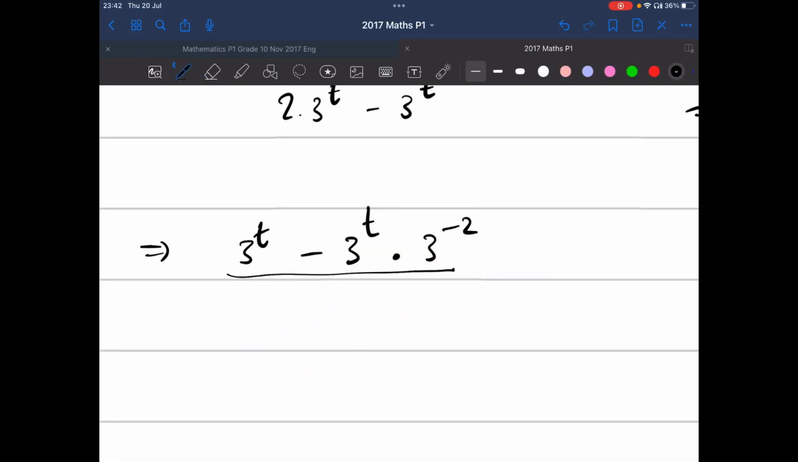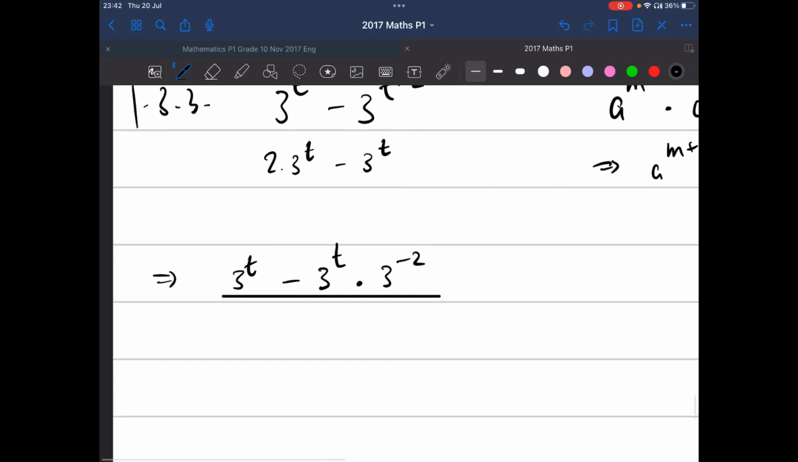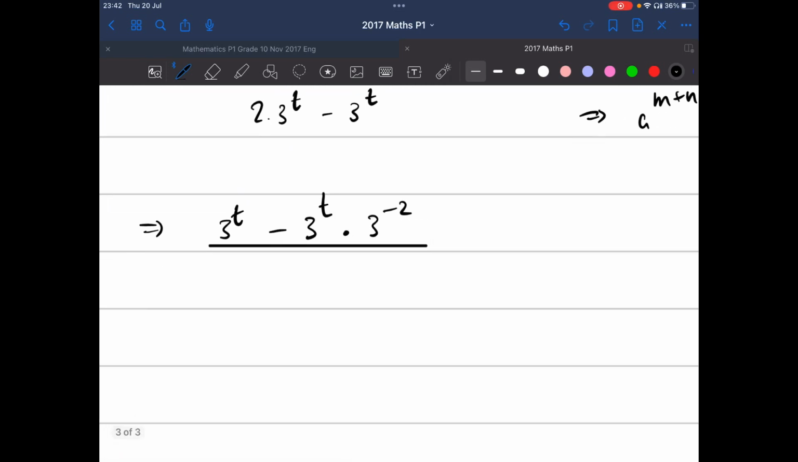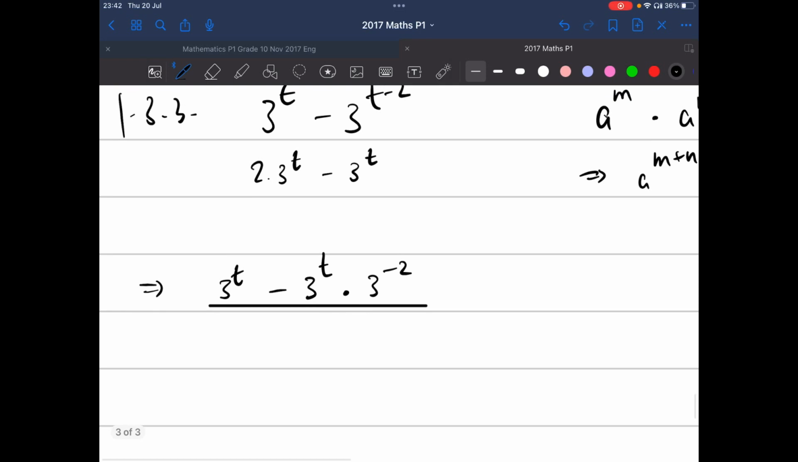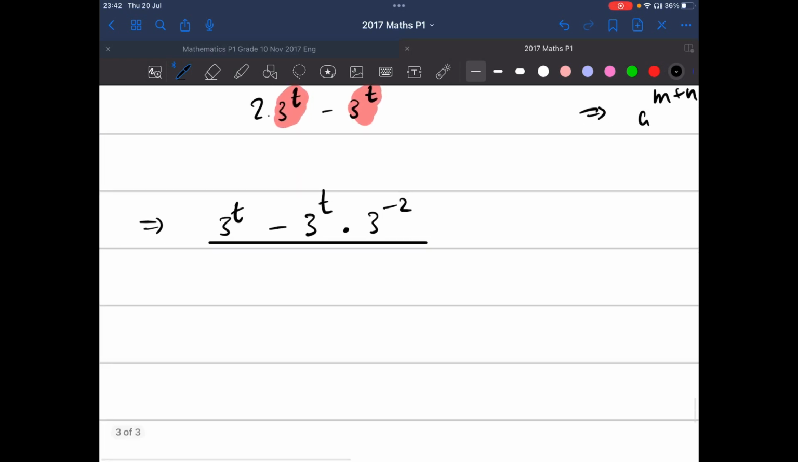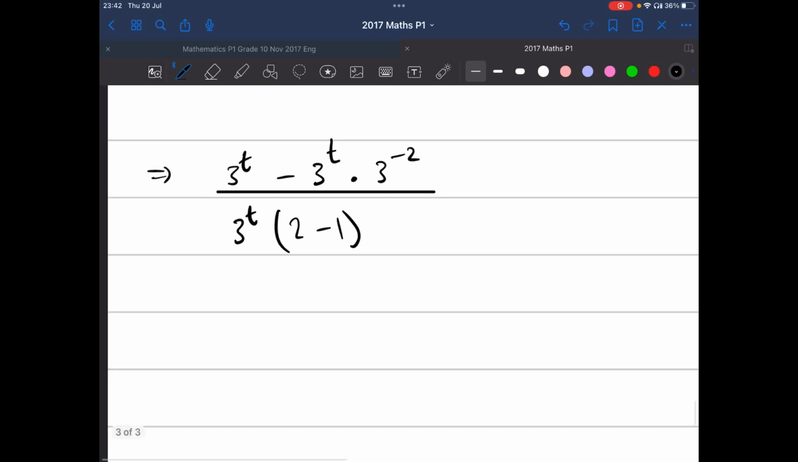Let's simplify the bottom one now. Well, there isn't much to do at the bottom, although what we can notice is that we have a common term. So you can see that in each of those, we're multiplying each term by 3 to the power of t. So let's factor that out. So we'll have 3 to the power of t, and then we have here 2 minus 1.